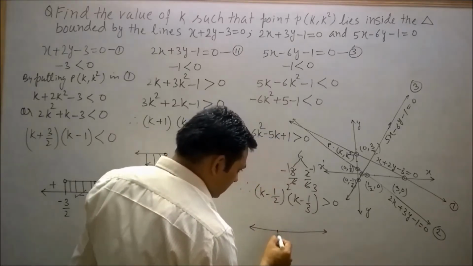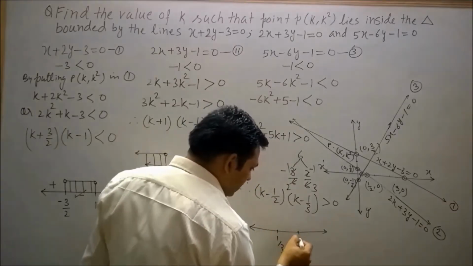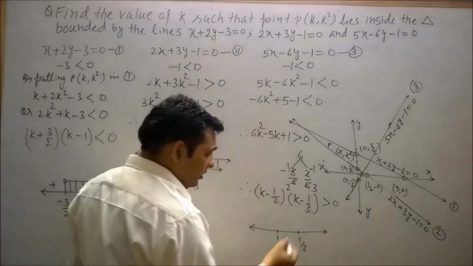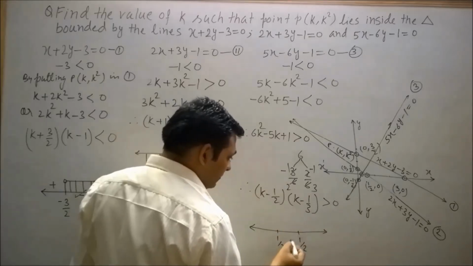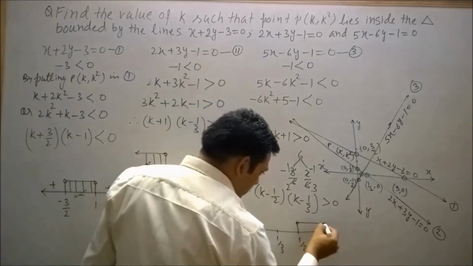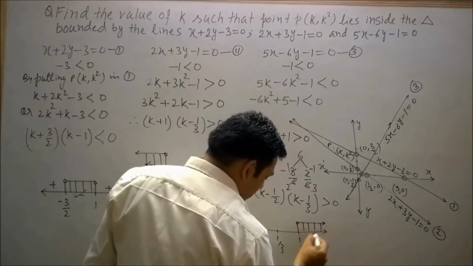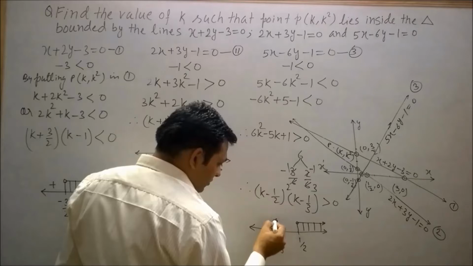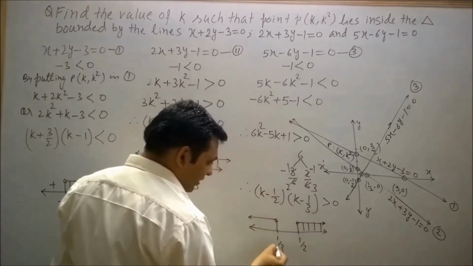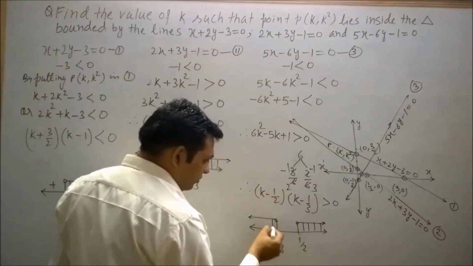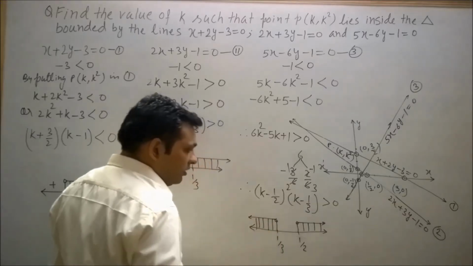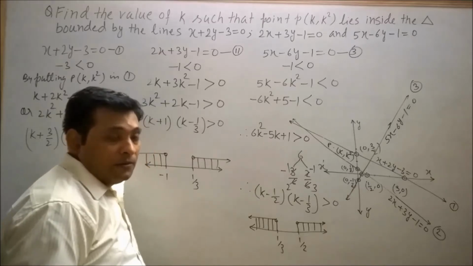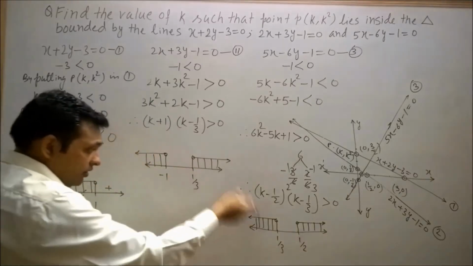Let's say this is 1 upon 3. Let's say this is 1 upon 2. By using wavy method, we can find the solution set easily. All these points are the solution of the given inequality. Similarly, points toward the left hand side of 1 upon 3 are also the solution of the given inequality. Now our requirement is to find the value of k. So combine these three inequalities.